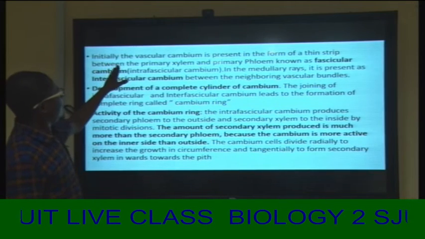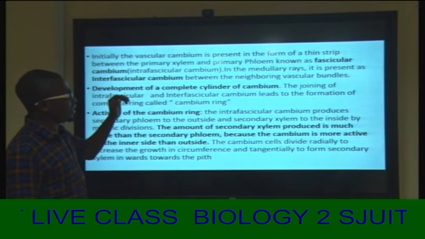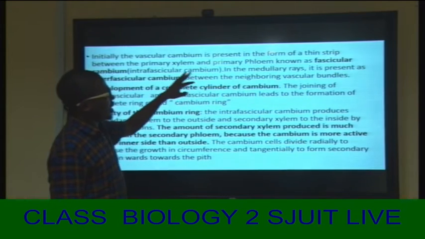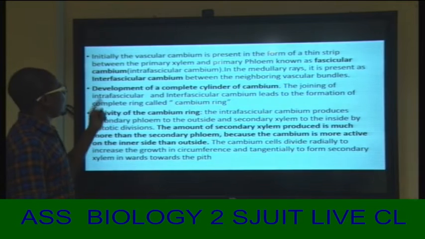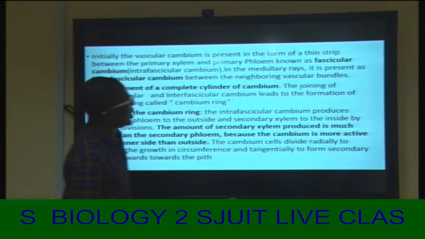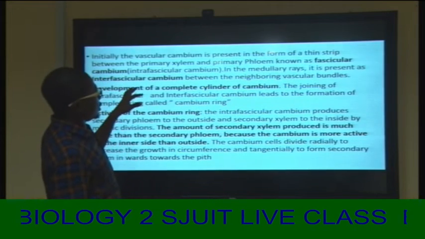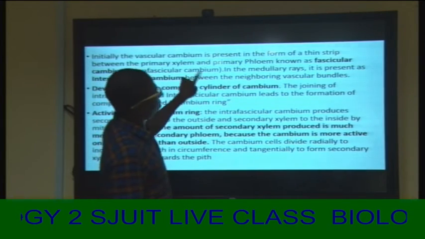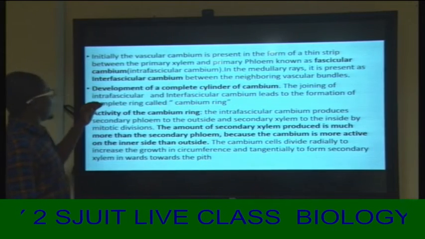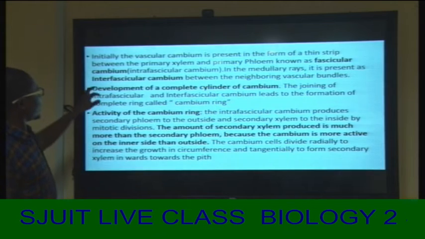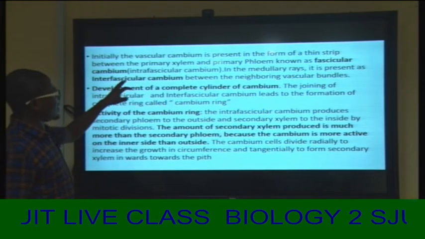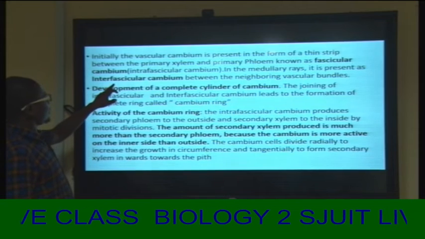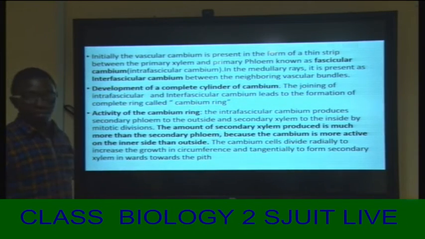Okay, so now let us see how the vascular cambium is formed. Initially the vascular cambium is present in the form of a thin strip between the primary xylem and the primary phloem, and this is called fascicular cambium or intrafascicular cambium. We shall see in the diagram. And of course, the other part that will form the vascular cambium is present between the vascular bundles and is called interfascicular cambium. We shall see the difference between intra and inter.